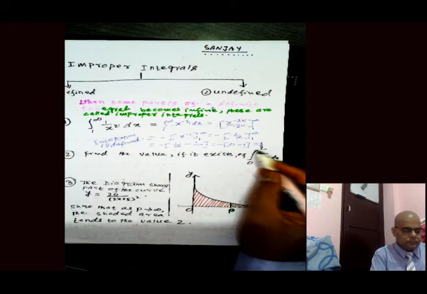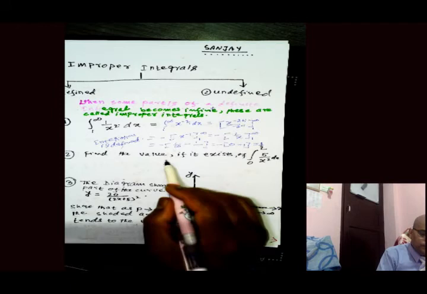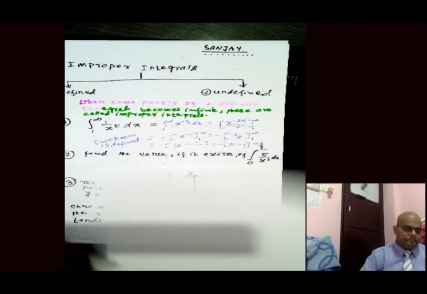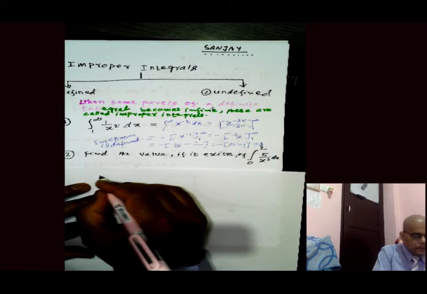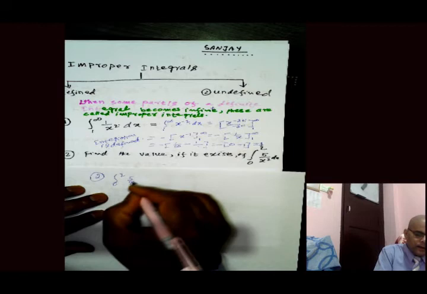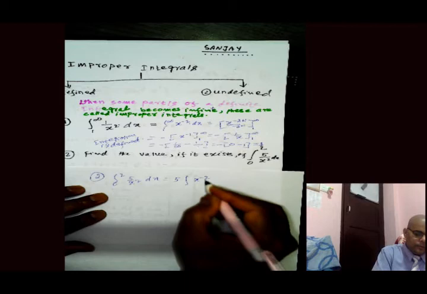Now let's see here what happens. Find the value, if it exists, of this sort of integration. So let's see whether or not it exists. So here in question number 2, our integration is from 0 to 2 of 5 by x square dx. Then integrate it. This is 5x to the power minus 2 dx, from 0 to 2.